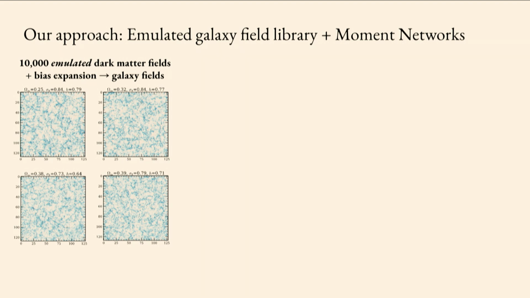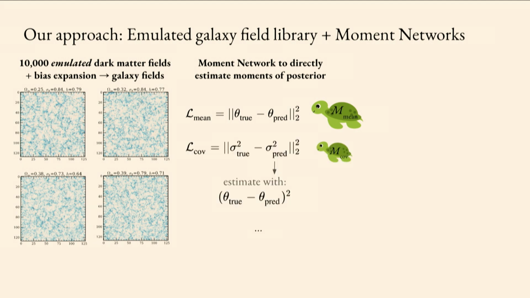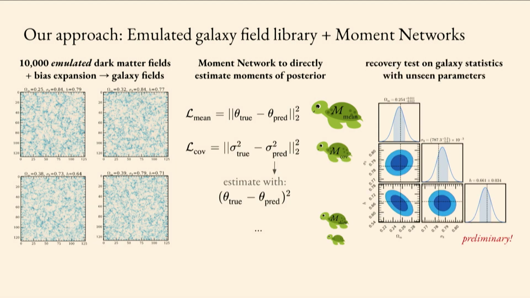So because simulations are expensive, we actually use a machine learning emulator to generate our data. So that's relevant to an earlier talk as well. Then we use things called moment networks to try to directly estimate the moments of the posterior and marginalize over all of the high dimensions of our problem that we don't care about. The mean and the covariance, and so it's moment networks all the way down. And finally, we can recover our parameters pretty accurately on a test set.